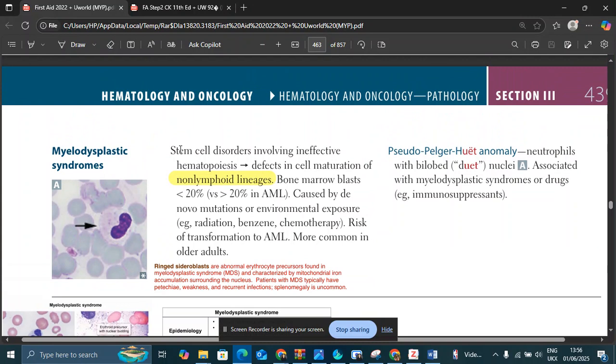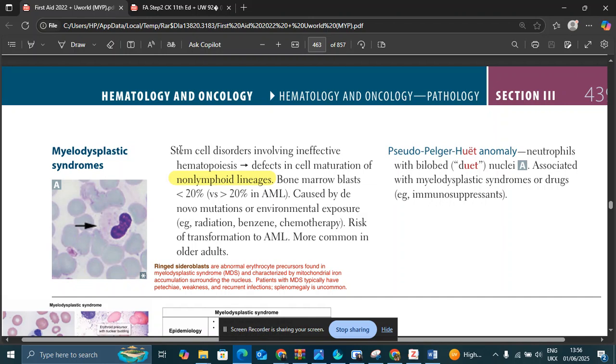Okay, so these are the usual presentations of patients. We will not see hepatosplenomegaly and lymphadenopathy in this disorder. From the name it is very clear that it is affecting the myeloid lineage, not the lymphoid lineage. So everything will be under the myeloid cells: RBCs, WBCs, and platelets.